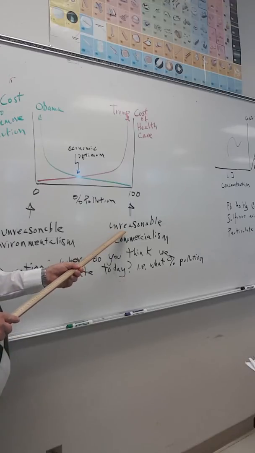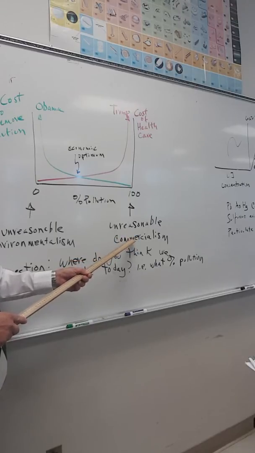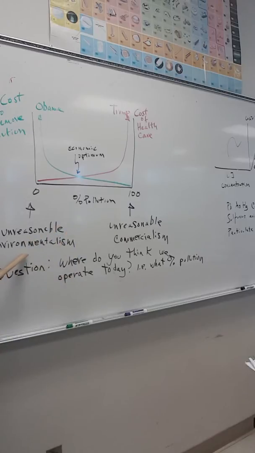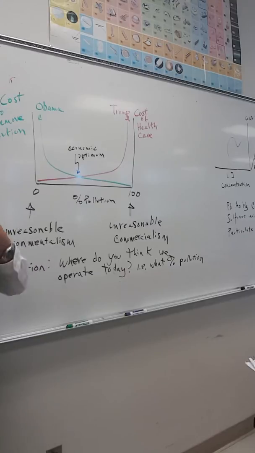Trump, with his unreasonable commercialism, to him the bottom line of profit is most important, whereas Obama is unreasonable environmentalism. He wants to eliminate all pollution. Well, that too, based on this graph, is unreasonable. So there's an optimum that needs to be found. And until we find that optimum, the Republicans and the Democrats are going to continue to fight. The environmentalists and the commercialists are going to continue to fight. And it's a fruitless argument because nobody knows where this is.